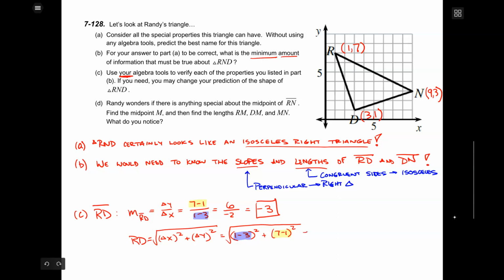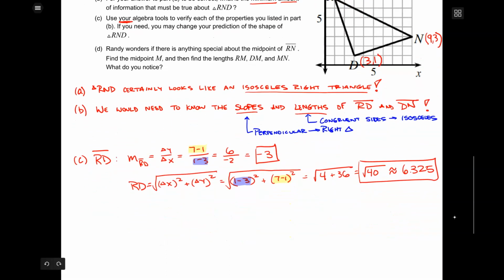All right, continuing here, 1 minus 3 is negative 2. Negative 2 squared is 4. 7 minus 1 is 6. 6 squared is 36. That gives us square root of 40, which FYI is about 6.325. All right, now let's go ahead and take a look at the next segment, which was DN.